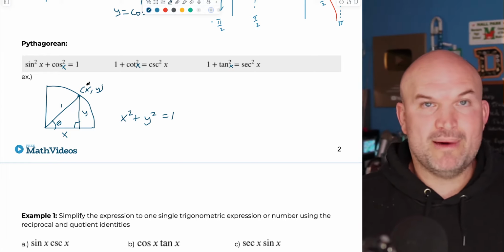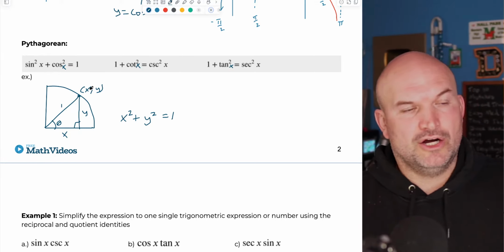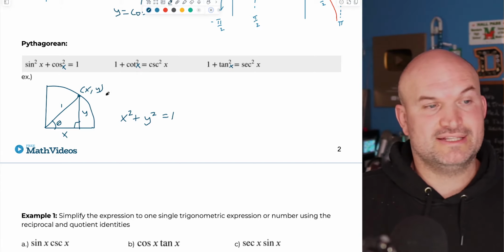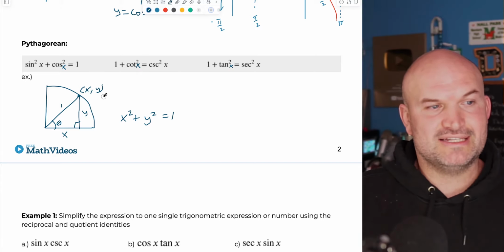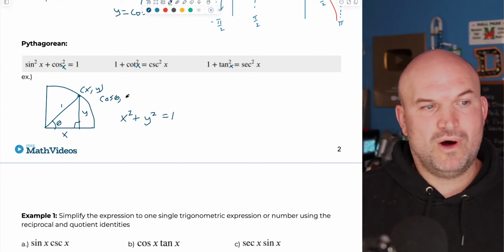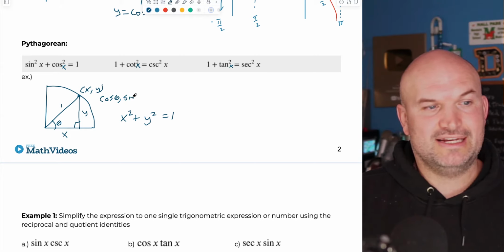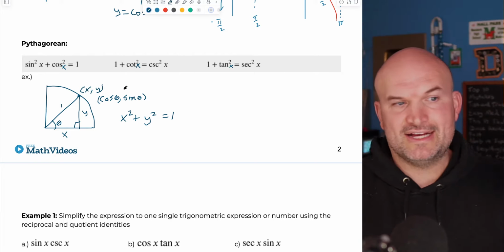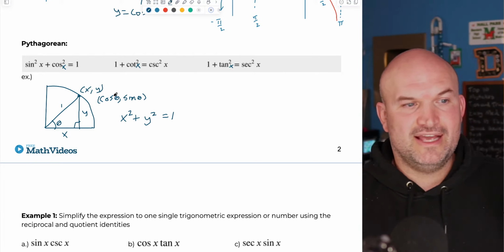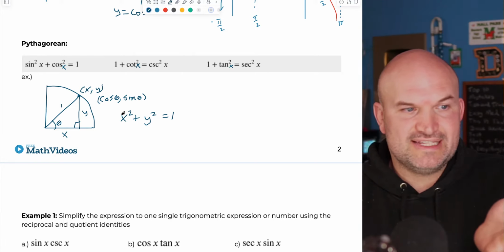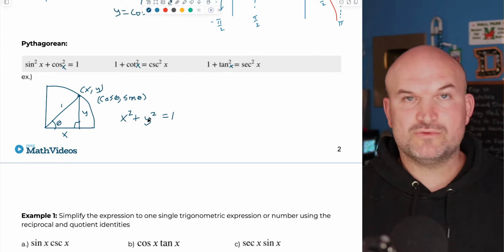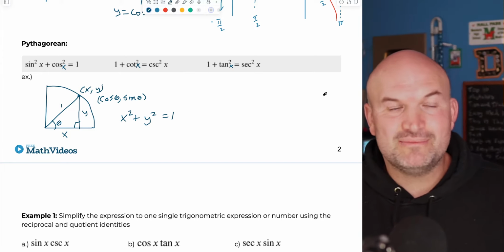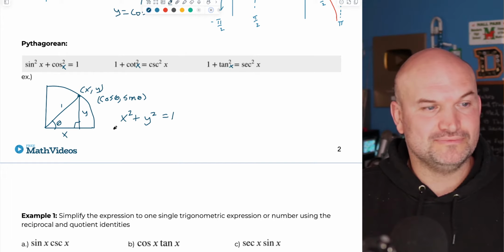So the important thing, though, to remember is going back to our understanding of x and y with cosine and sine. Remember that the x is the same thing as the cosine of theta, right? We already made that substitution. And y is the same thing as the sine of theta. So by using our understanding of coordinate points on the unit circle, x, y, as cosine of theta, sine of theta, if we just now replace this x with the cosine of theta and this y with the sine of theta, ladies and gentlemen, we now have the Pythagorean identity.